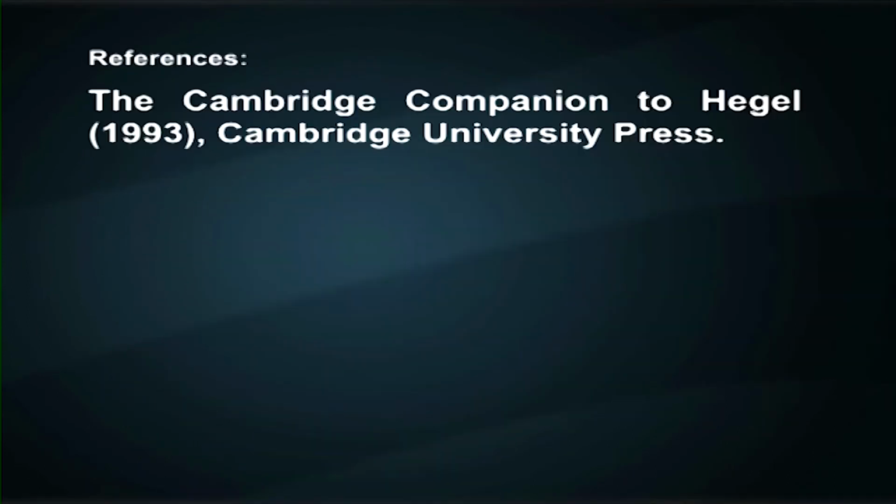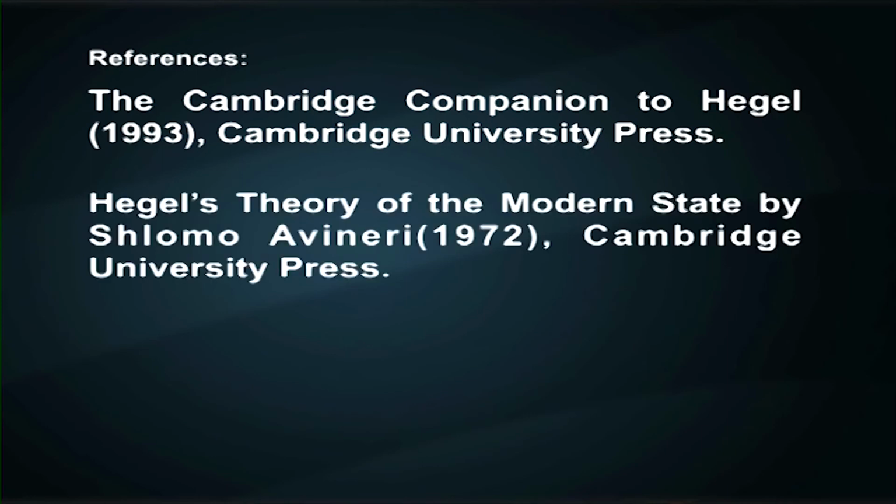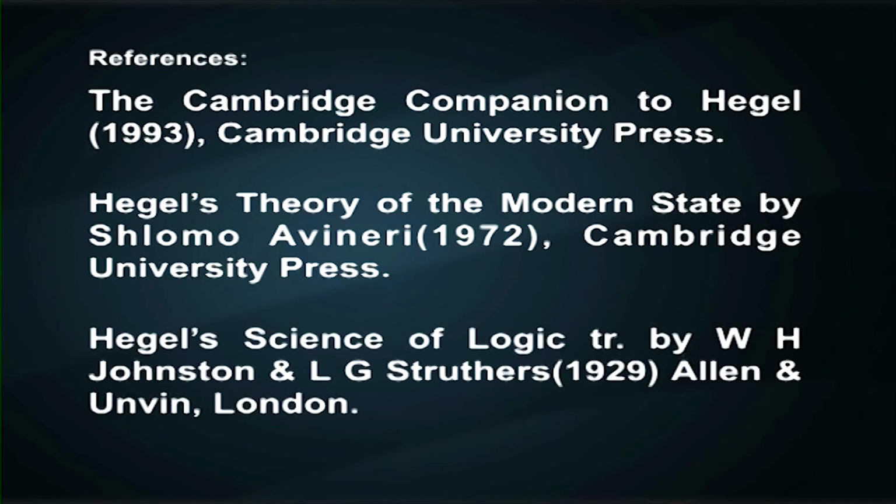Some references now. The Cambridge Companion to Hegel, published in 1993 by Cambridge University Press. Hegel's Theory of a Modern State by Shlomo Avineri, published in 1972 by Cambridge University Press. And Hegel's Science of Logic, translated by W. H. Johnston and L. G. Struthers in 1929, published by Allen and Unwin, London.